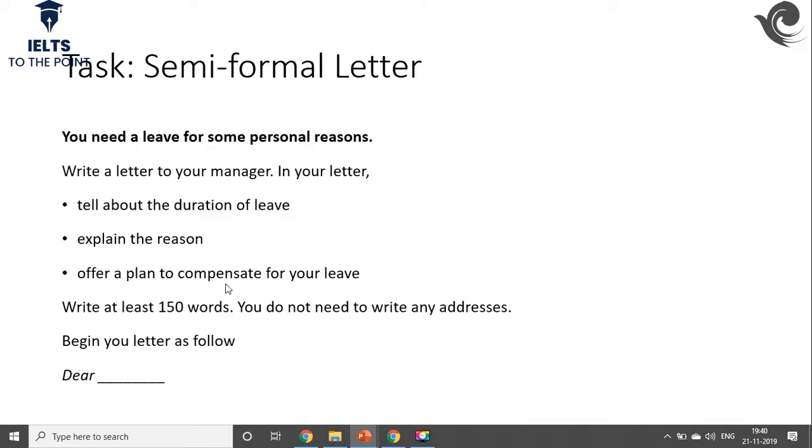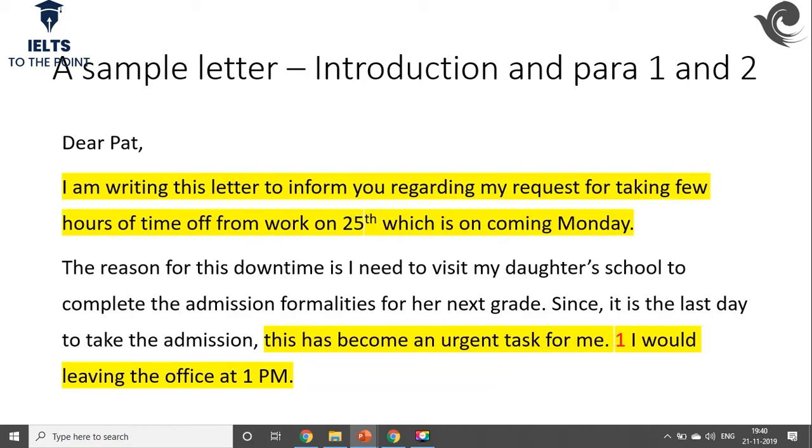Let's get into this semi-formal task specifically that we will be talking about. So the situation is you need leave from your office for a personal reason. Write a letter to your manager. Tell about the duration of leave. Explain the reason. Offer a plan to compensate for your leave. Very regular letter. Probably you have written it a number of times.